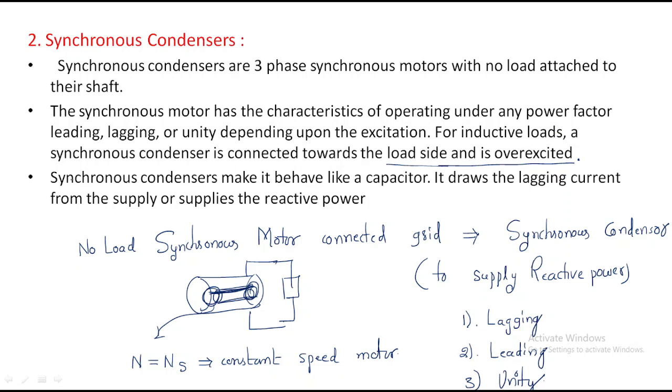The synchronous condenser may behave like a capacitor. It is working as a capacitor. It draws the lagging current from the supply, or supplies the reactive power. Understand? So the synchronous condenser is nothing but a no load synchronous motor connected to the grid, and it acts as a capacitor. It can supply leading, lagging and unity power factor. Our required power factor will be supplied. So simply, the synchronous condenser acts like a capacitor.